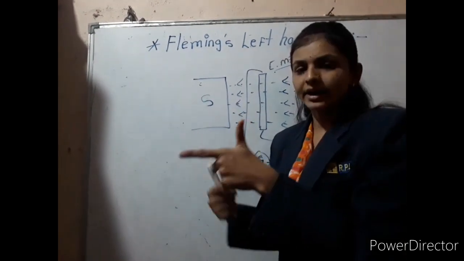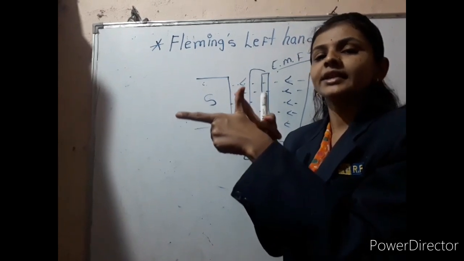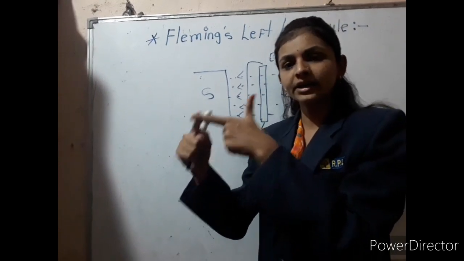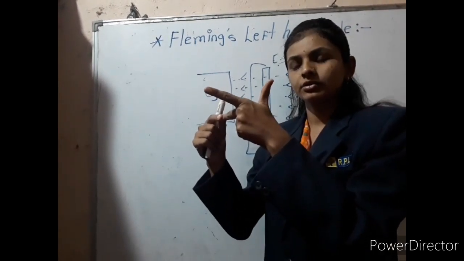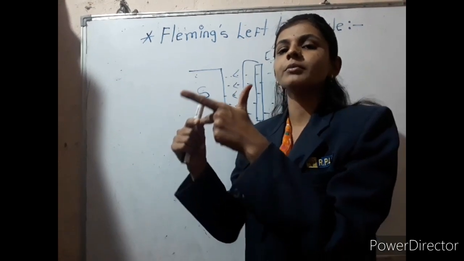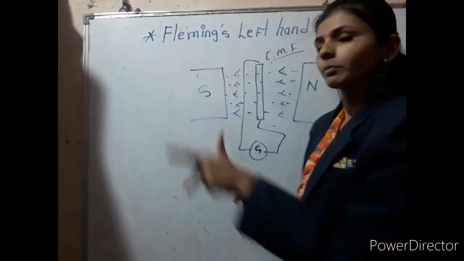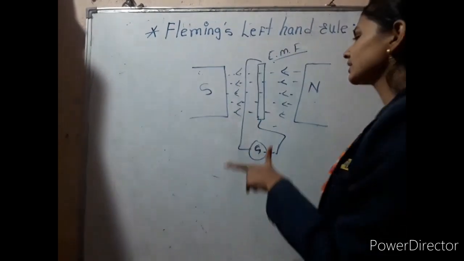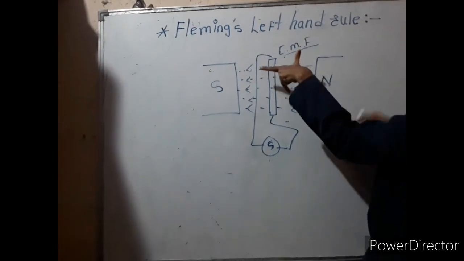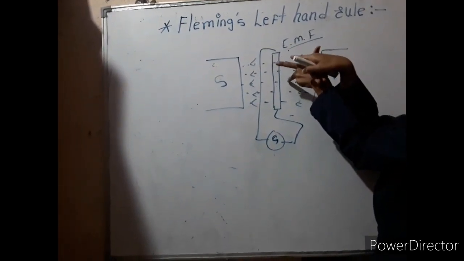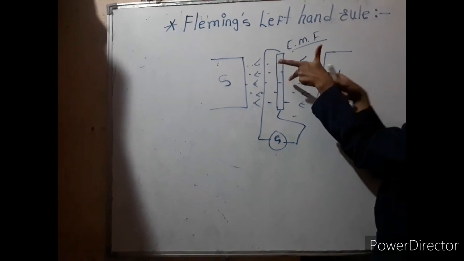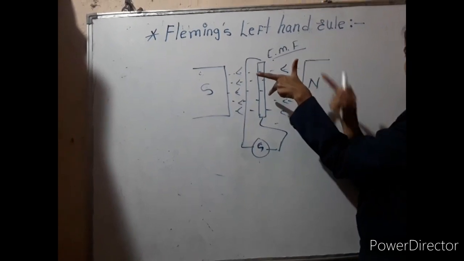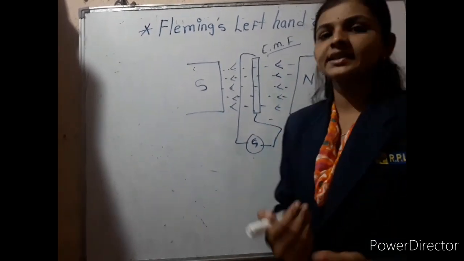Again, just see: the thumb indicates the direction of motion, the index finger indicates the direction of the magnetic field, and the middle finger indicates the direction of electric current flowing through the circuit. So by using this we can easily find out the direction of force and the electric current. The index finger indicates the direction of magnetic field, the middle finger indicates the direction of current, and the thumb indicates the direction of force.